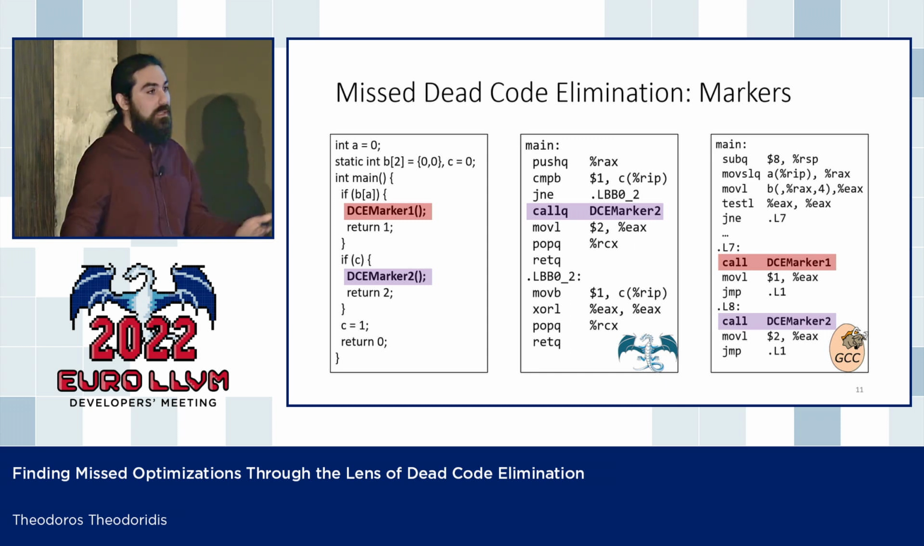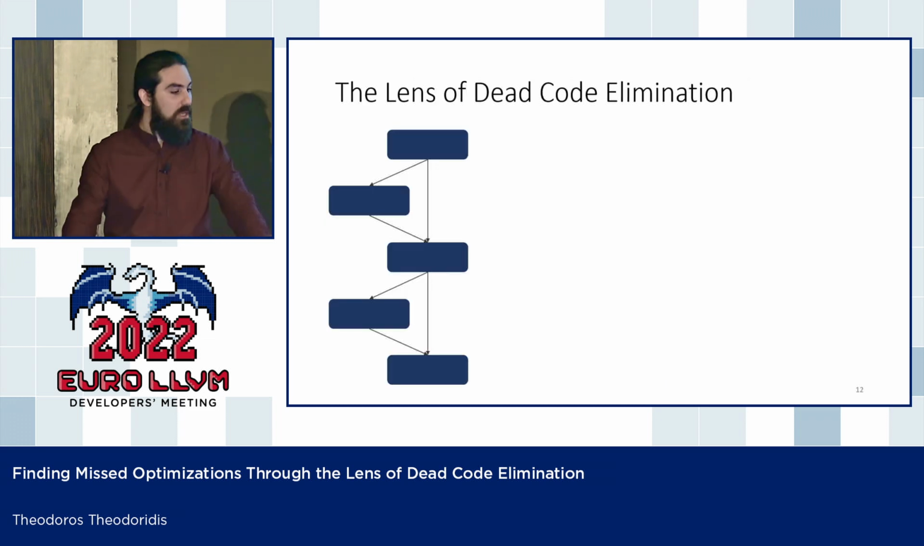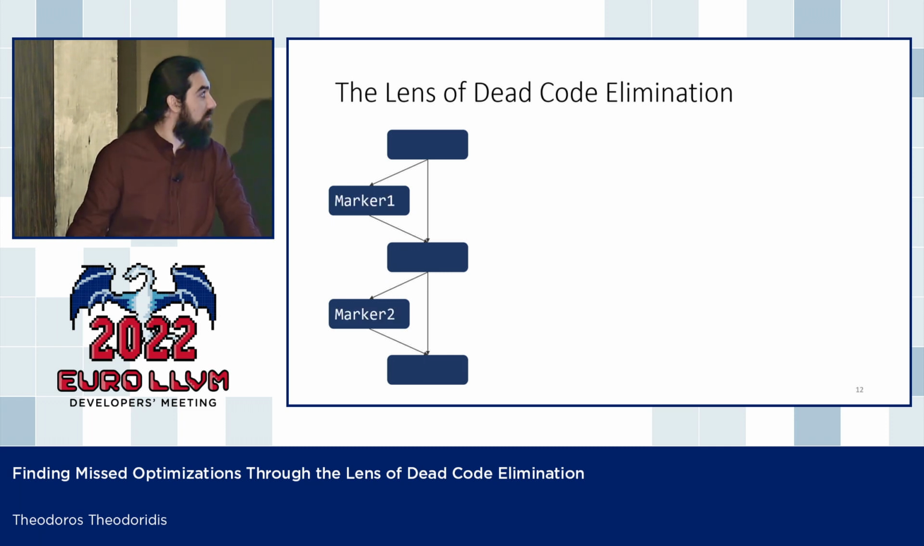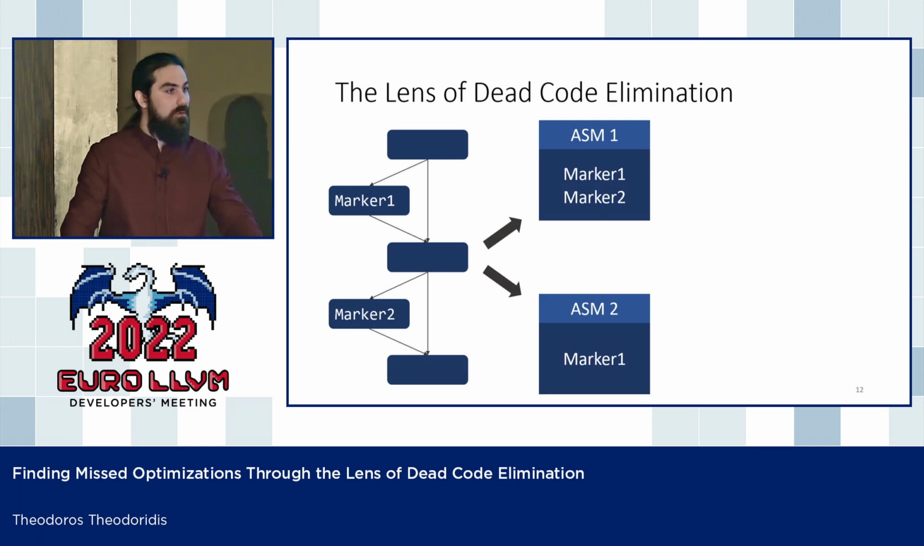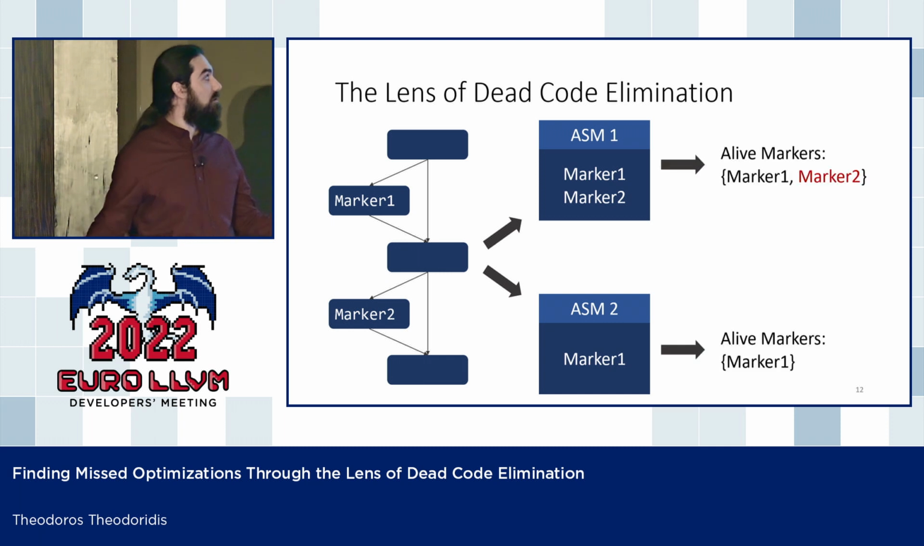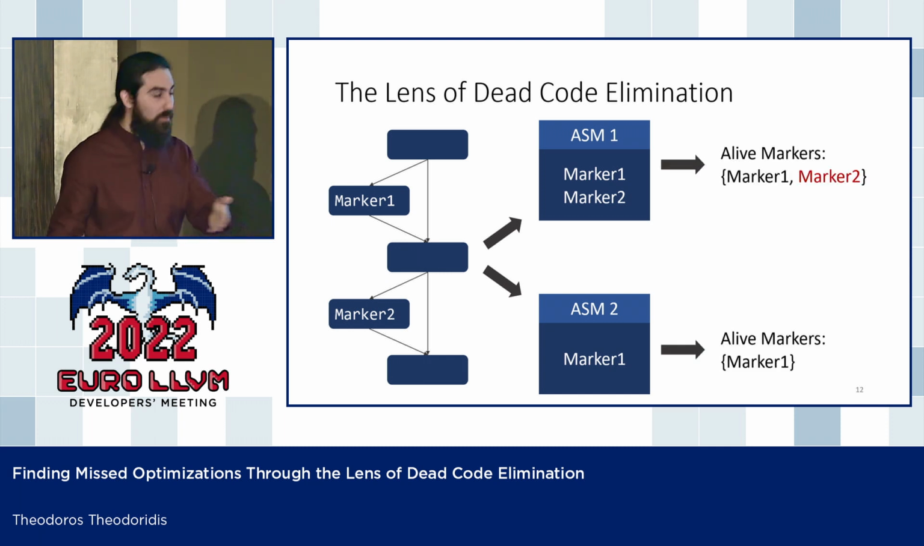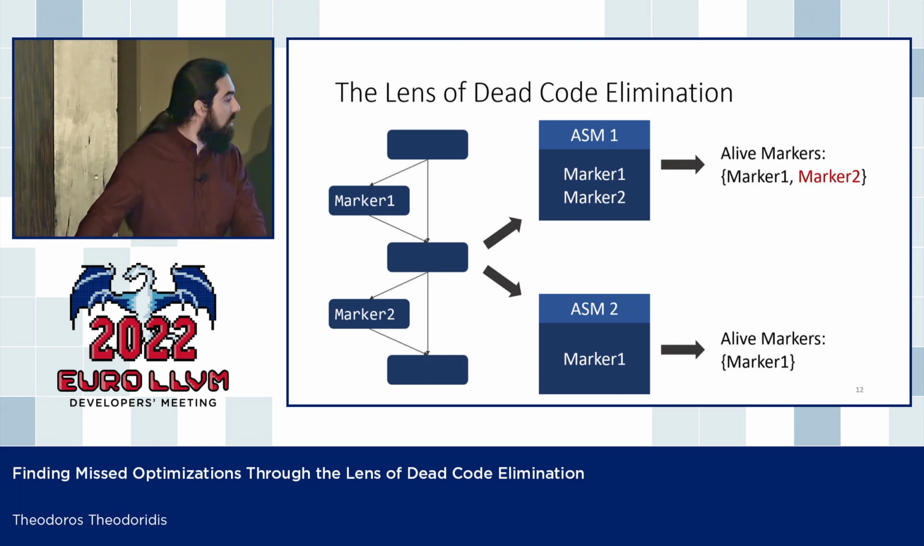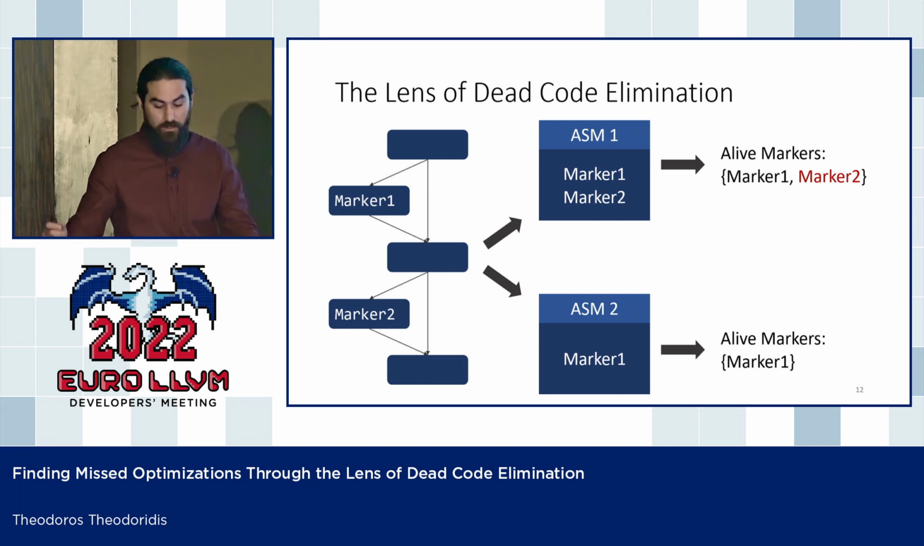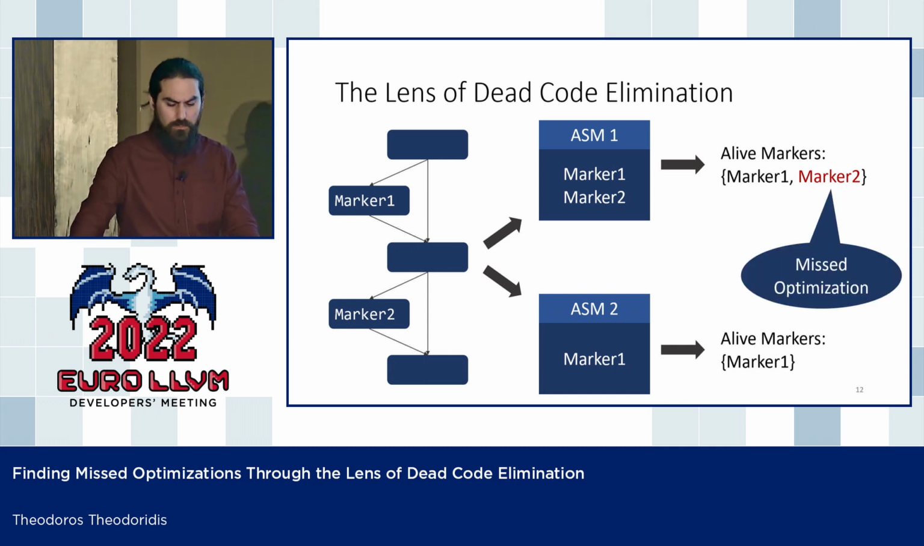And now the differential testing is extremely easy. We grep or we search for the markers in the assembly code, and then we check which ones have survived in both compilers. So the dead code elimination approach is the following. We take a piece of code, we instrument it with markers, we use 2 or more compilers to generate assembly code, and then we check which markers are alive in the outputs of both compilers. Is there a difference? In this case, there is, so we have found a missed optimization.